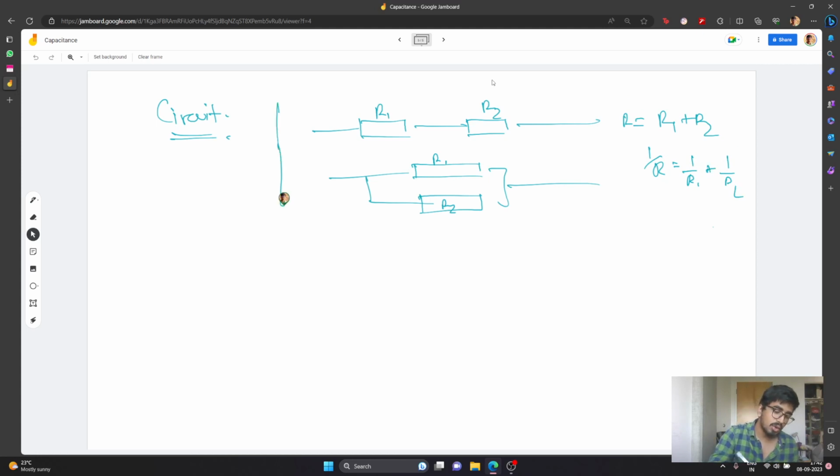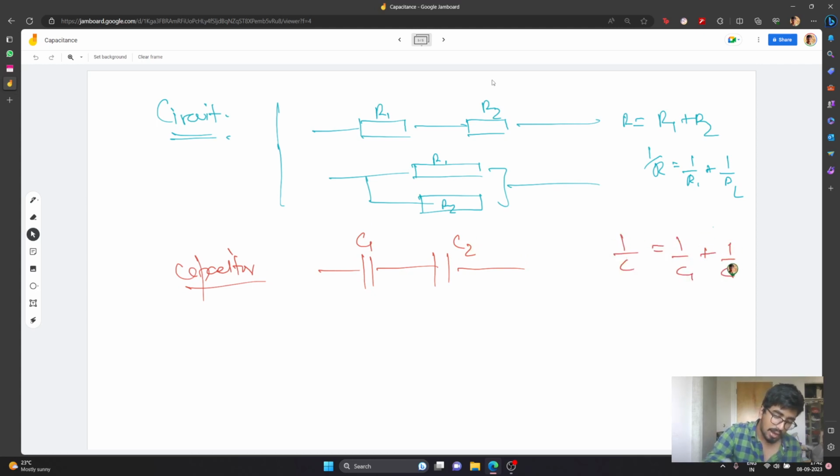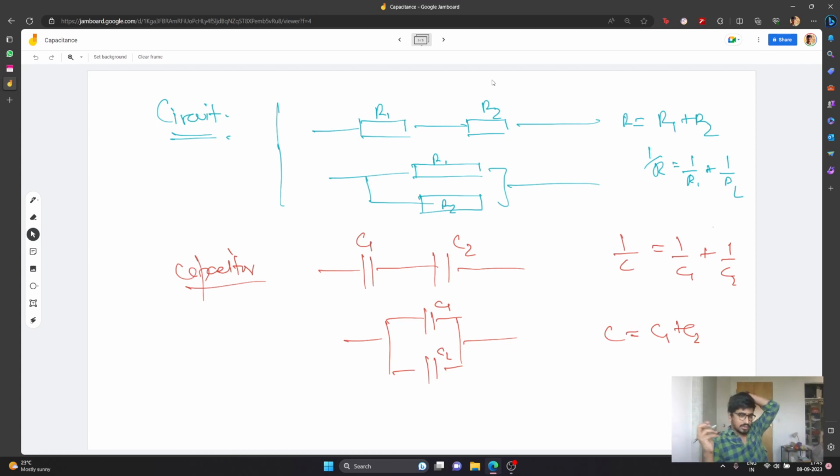In a similar case, we want to do circuits for capacitors. So how does that look? Maybe this is C1 and this is C2. Here what happens is this reverses, and say you have two capacitors like this, C1 and C2, then C becomes C1 plus C2. So you can always remember it as the opposite of resistance. Let's have a very short discussion on why this is the case. Why is it reversed?